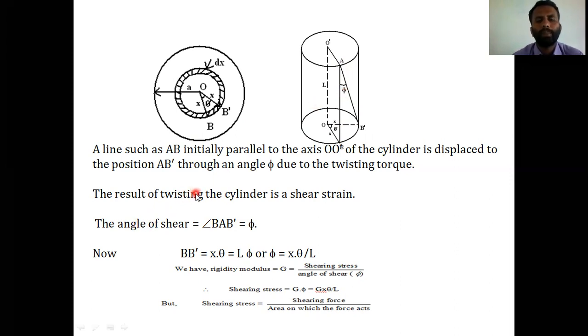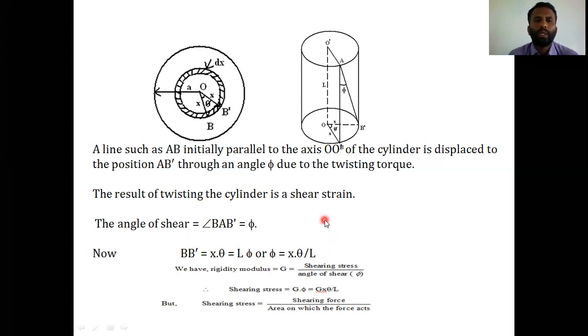Here, the result of twisting the cylinder is shear strain. The angle of shear is equal to the angle BAB', which equals phi. Now BB' equals x theta, which equals L phi, or phi equals x theta divided by L.